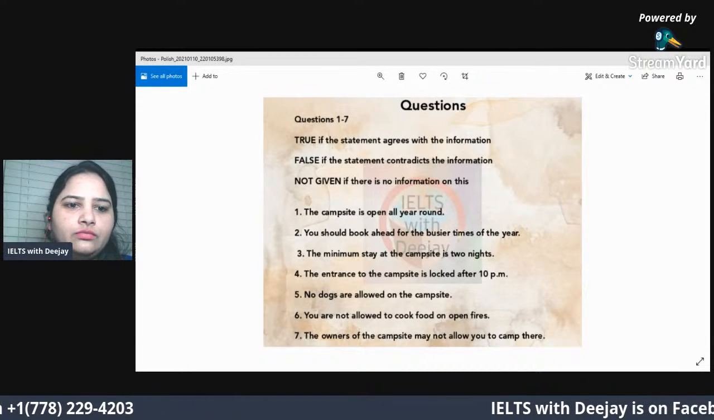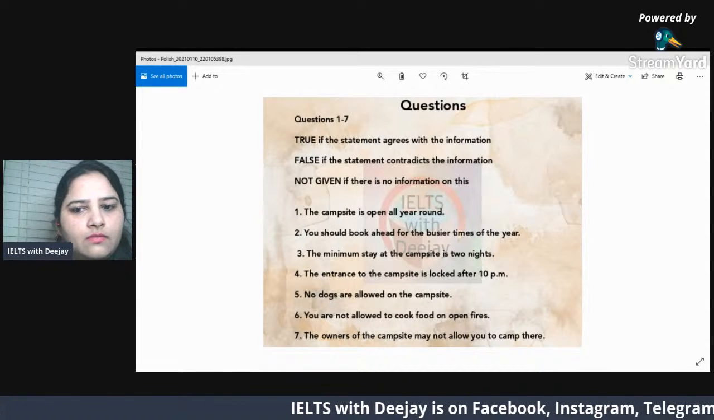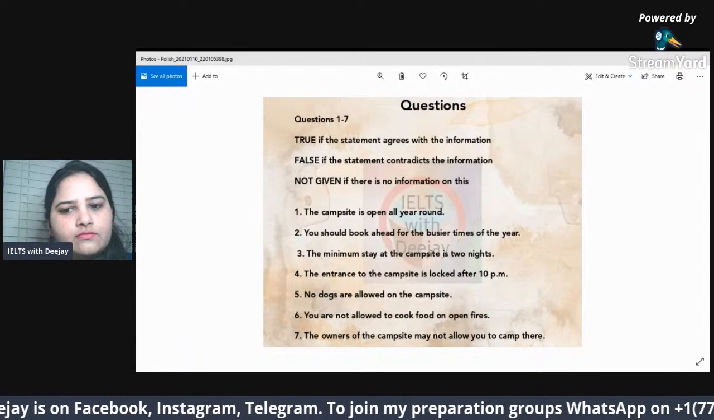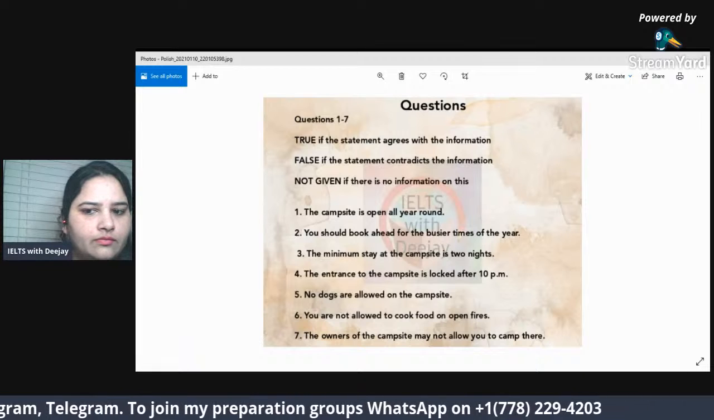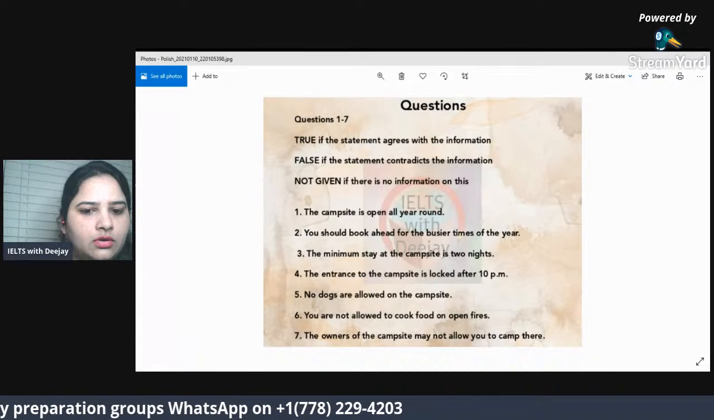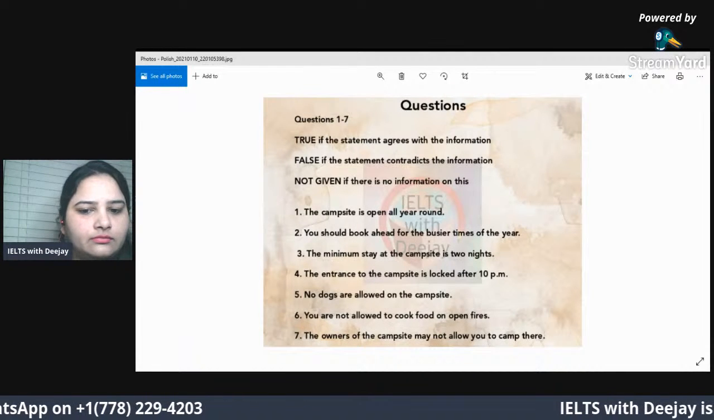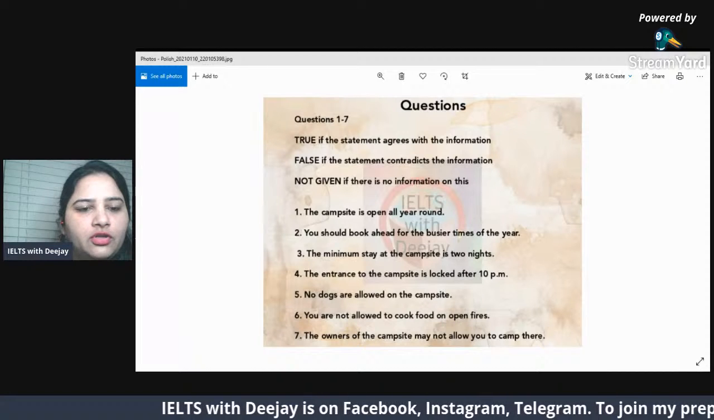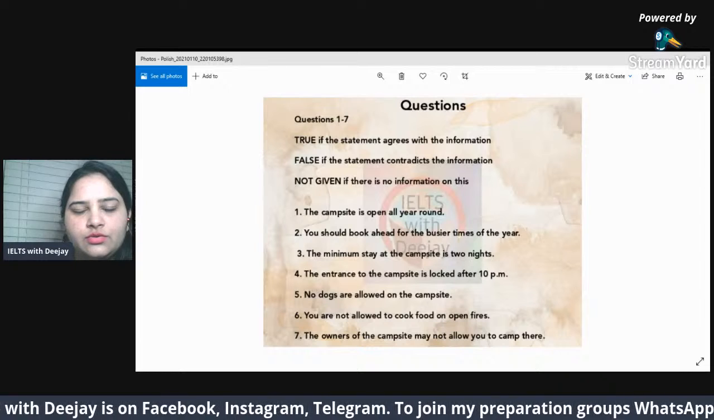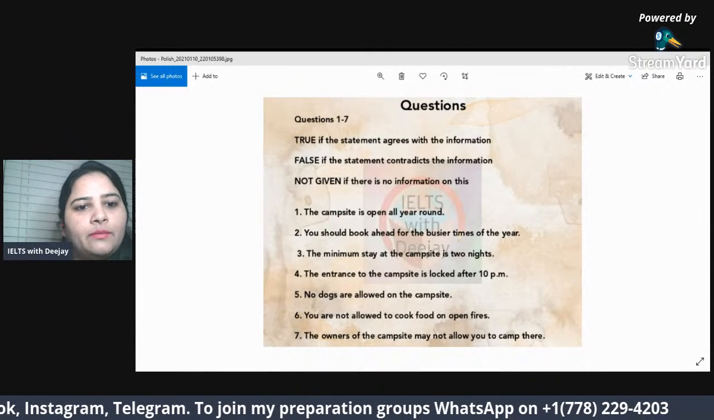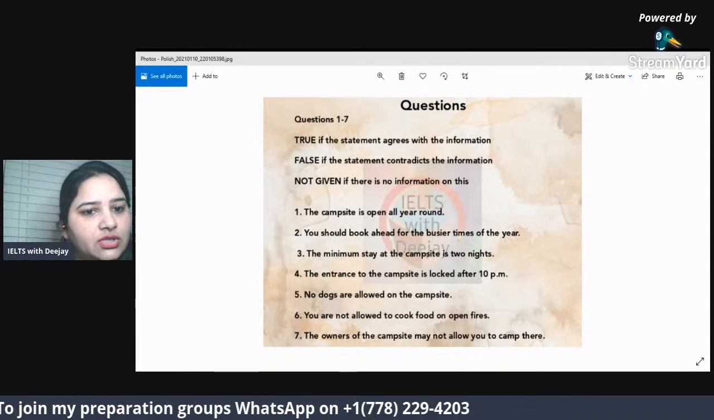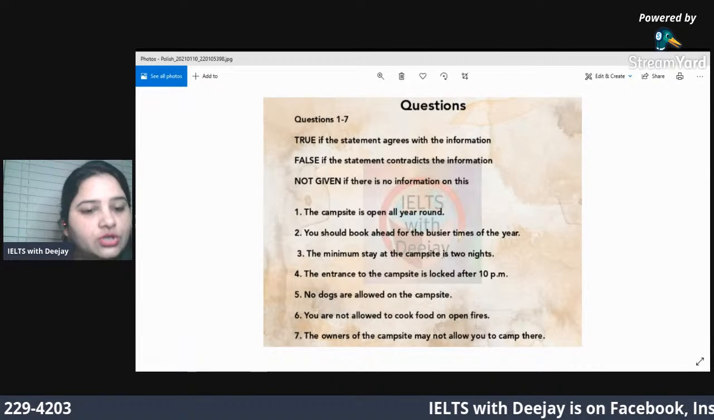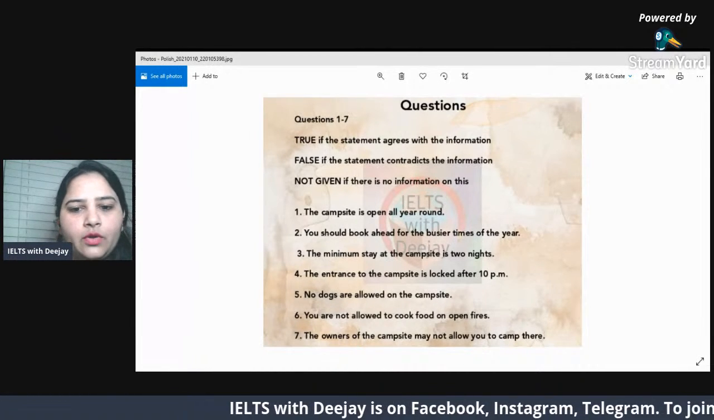Okay, one more option for true. Others, did you find it? The question says that you should do the booking for the busier times. So did you find it? Because if you found it and the meaning matches, then it's going to be true. And if the meaning is not matching, it's going to be false. And if the information is not given, then it's going to be not given. Okay.